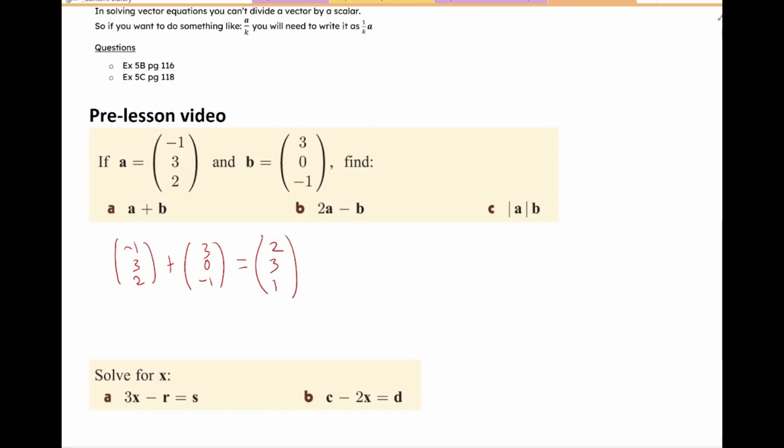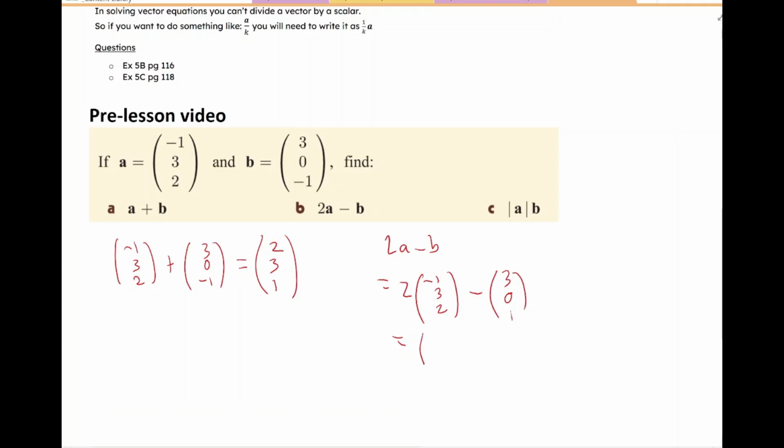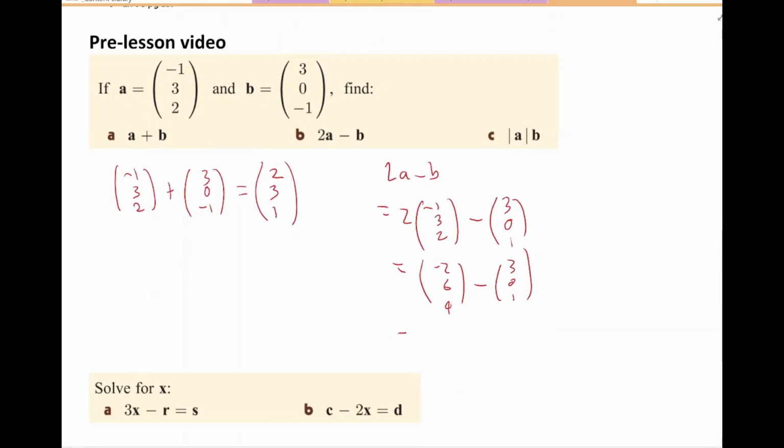If I do 2a take b, that's going to be 2 lots of (-1, 3, 2), take (3, 0, 1). So we factor in the 2 first: (-2, 6, 4), take (3, 0, 1). This becomes -5, 6 take 0 is 6, and 4 take 1 is 3.